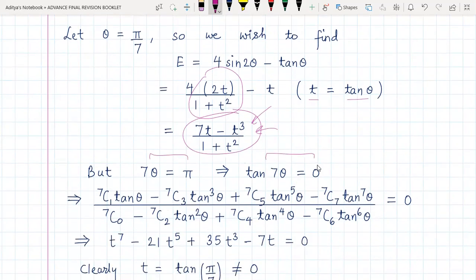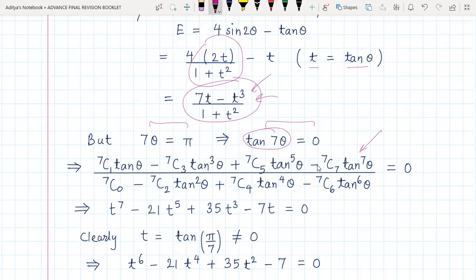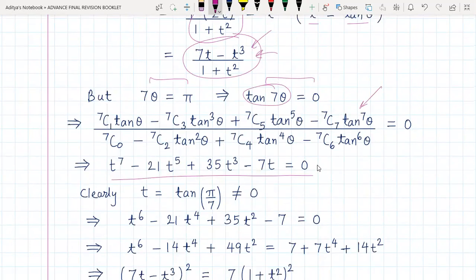Now, since tan of 7θ can be expanded in terms of tan θ, we have done just that using the formula that we just saw. Now we put small t equal to tan θ, and the denominator gets cancelled. So the numerator comes out to be this quantity, where small t stands for tan θ. Now t obviously is not equal to 0, because tan of θ, where θ is π/7, cannot be 0. So we can easily cancel by small t, and this is the expression that we are getting.